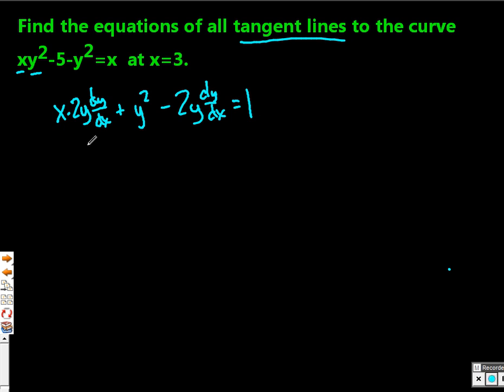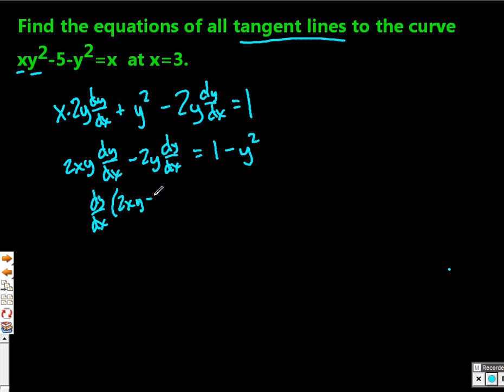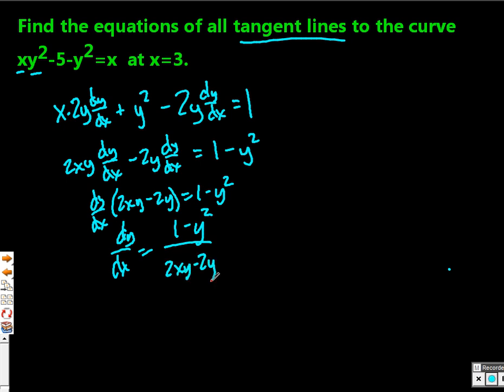So what I'm going to do first is solve for dy/dx like we've been doing. I'm going to end up with 2xy dy/dx. I'm going to move the y squared to the other side, and I still have minus 2y dy/dx. Factor out dy/dx. To solve, you get 2xy minus 2y, and 1 minus y squared, so you should get dy/dx is equal to 1 minus y squared over 2xy minus 2y.